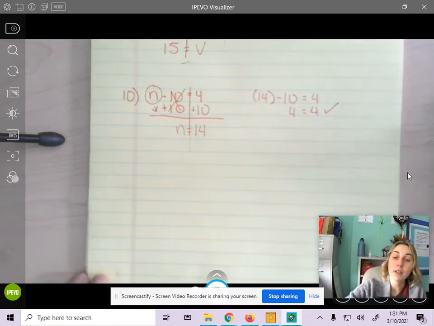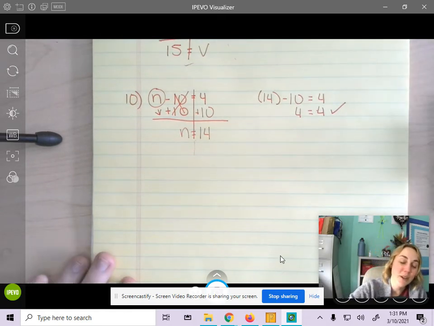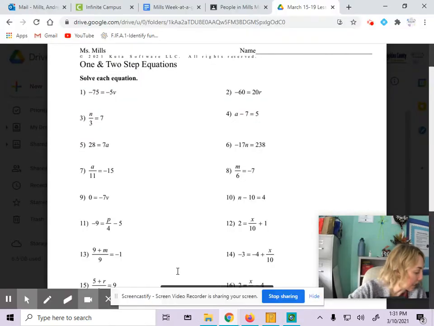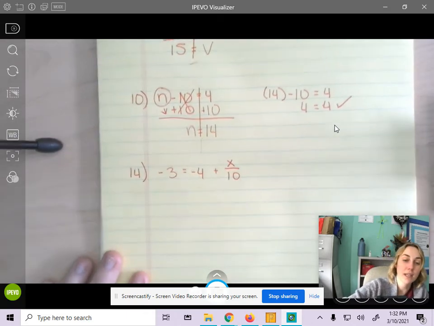Okay, now we're going to practice some two-step equations, which is very similar, except we have one more step to do instead. So the first one I chose for this one is number 14. For number 14, we have negative 3 is equal to negative 4 plus x over 10, or x divided by 10. All right, so this is what we got for number 14.